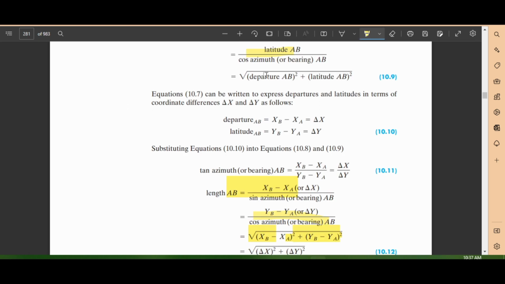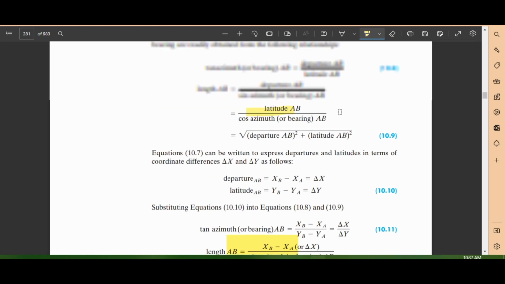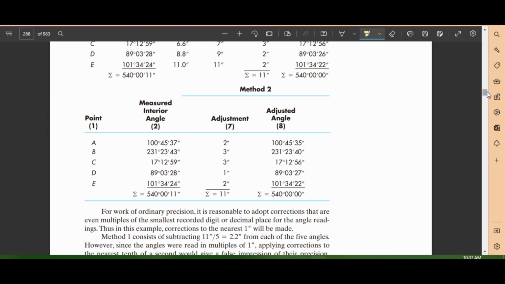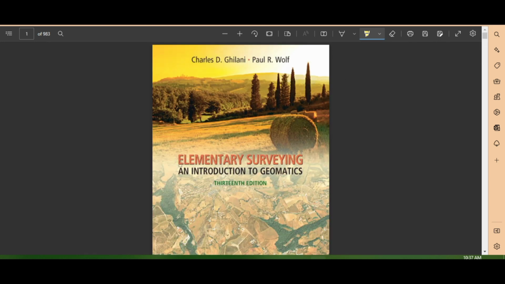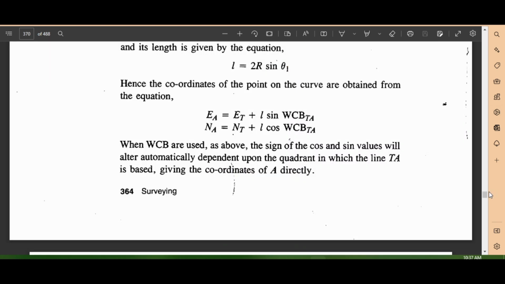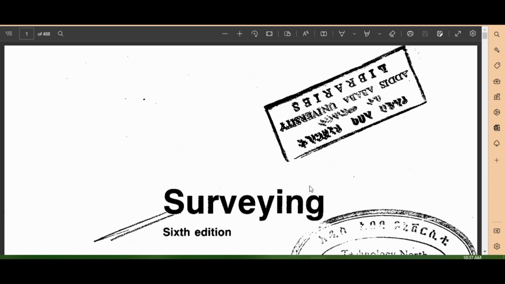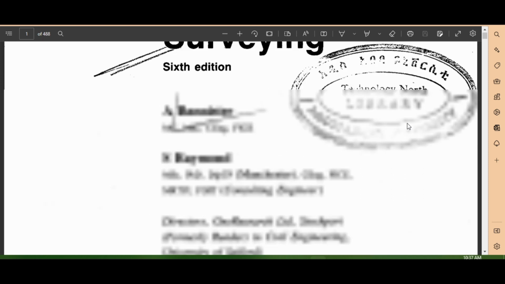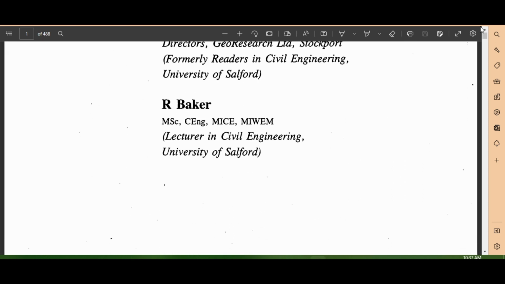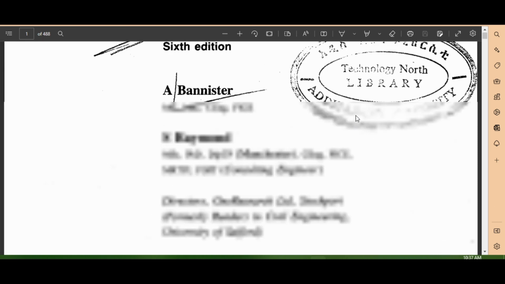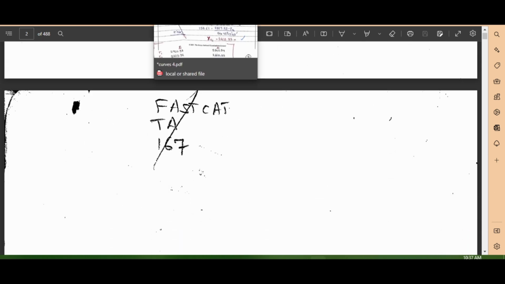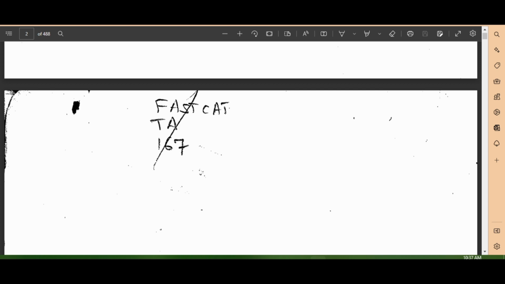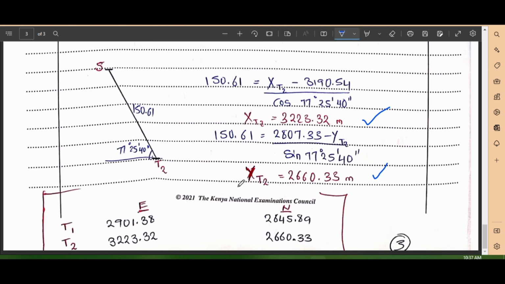Having done that, we go back. These two books are very important. That book is Elementary Surveying, an Introduction to Geomatics by Charles D. Ghilani. That is our reference number 1. Then our reference number 2 is Surveying, 6th edition, by Bannister. This book is found on the internet, and you can download it too, or you can go to the library and find more information about it.